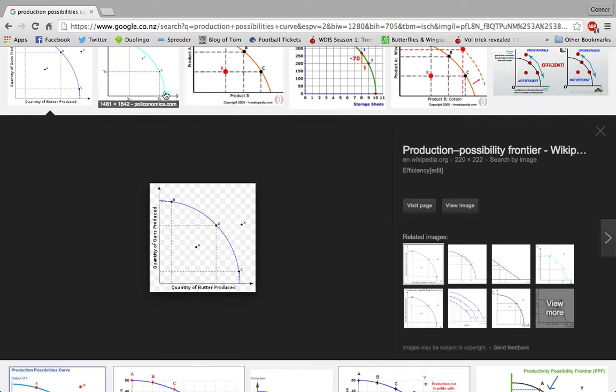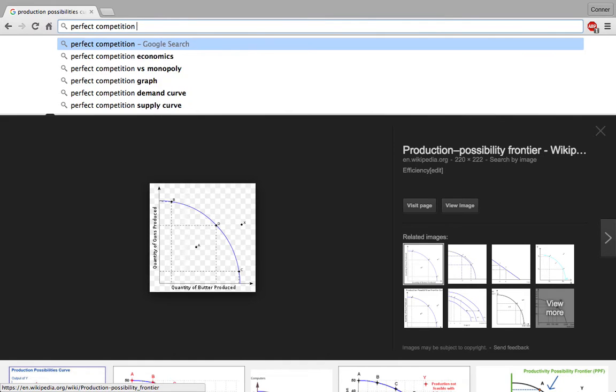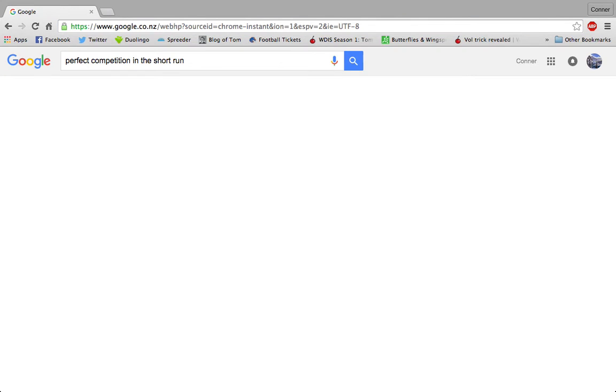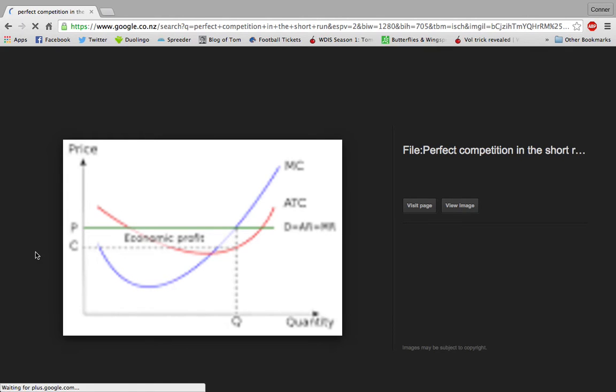So let's say we want to Google perfect competition in the short run. All right. So here we have one that says economic profit. Cool deal.